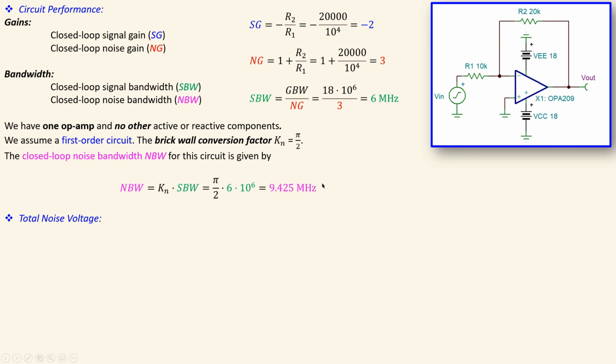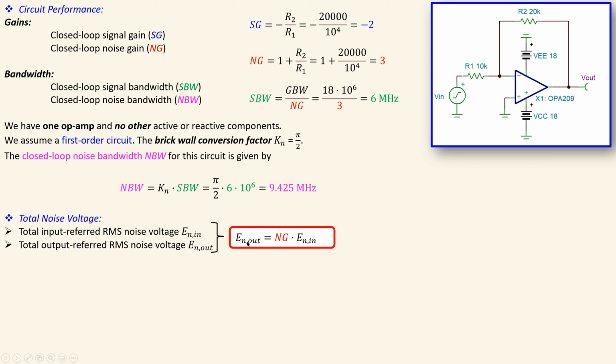So let's look at the total noise voltage now. We have the performance, now the total noise voltage. Now the input referred RMS noise voltage, and we have the output referred RMS noise voltage. Those two are the end results we need for this exercise. Now with those two together, we can calculate the RMS output noise voltage using the noise gain multiplied by the input referred RMS noise voltage. So this is an important expression.